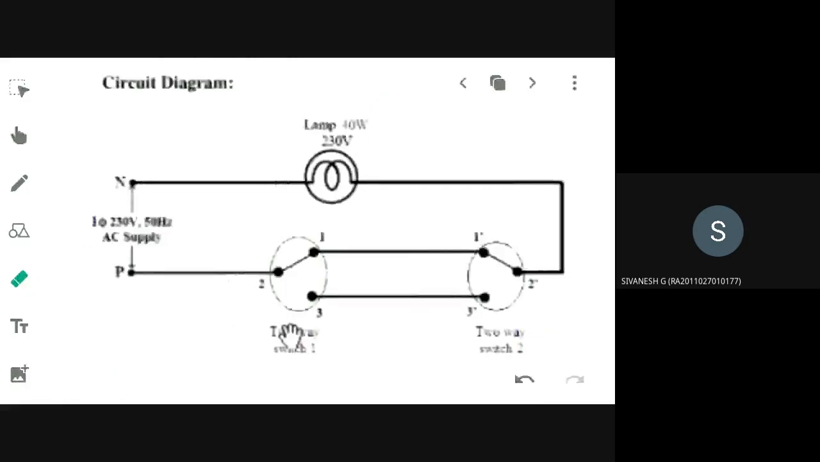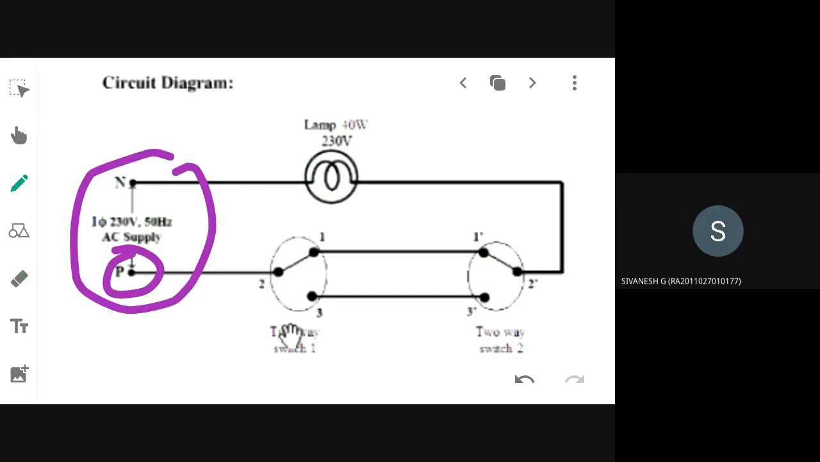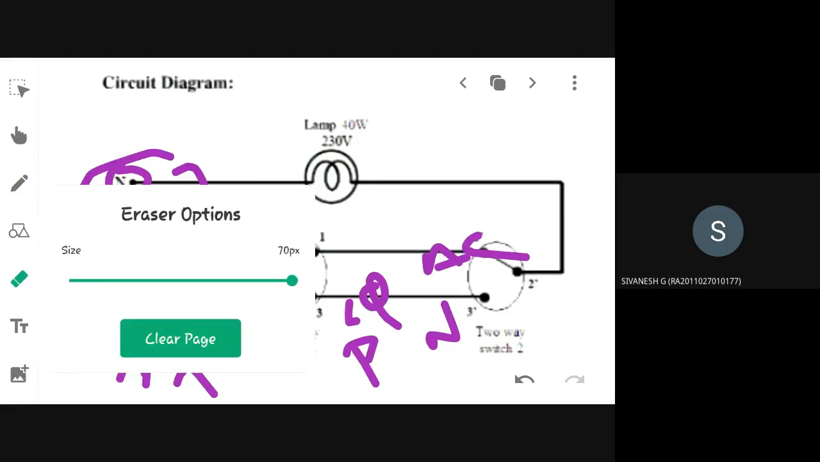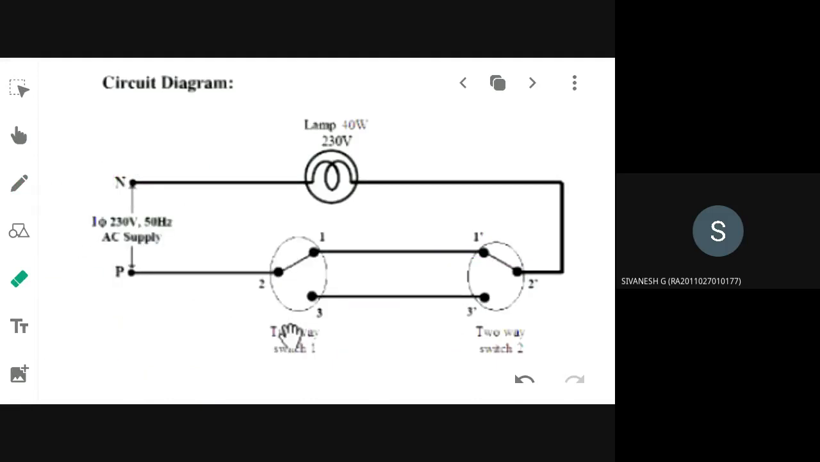Okay, so this type of wiring we'll try in a circuit. I have already told you that you are having a single phase 230 volt. What are the two terminals for a single phase AC supply? What is P and N? I've already told you DC means two terminals, plus and minus. Single phase AC means two terminals P and N. What do P and N mean? Phase and neutral. You have forgotten all the things.